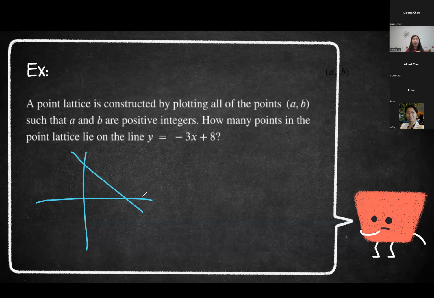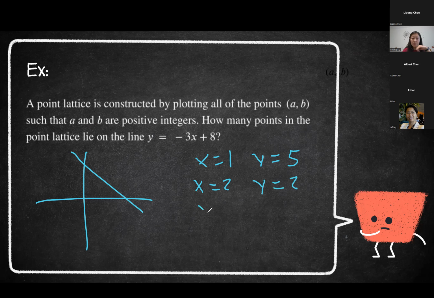Because these numbers are pretty small, we can test them out. a and b have to be positive. So we can start with a equals 1, or x equals 1, right? If x equals 1, we plug it into the equation, and we get y equals negative 3 plus 8, so y is equal to 5. Okay, now let's try the next one. If x equals 2, then we plug it in. y is equal to negative 6 plus 8, so y equals 2.